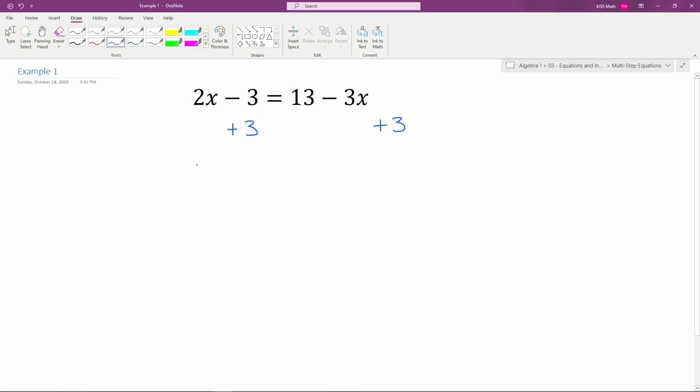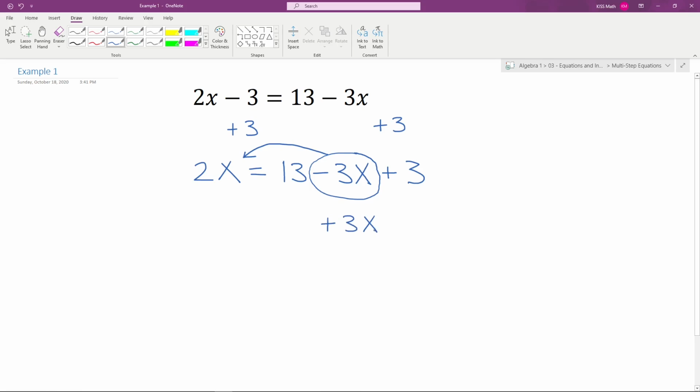So I will have 2x minus 3 plus 3, that's 0, so that goes away, equals 13 minus 3x, and now I have a plus 3 on this side. Okay, so I moved all of the knowns to this side here, but I still have this negative 3x piece that I don't know what that x is, so I have to move it to the unknown side. And I do it in the same fashion, right? So if I add a 3x to the right side, I also have to do that to the left side.